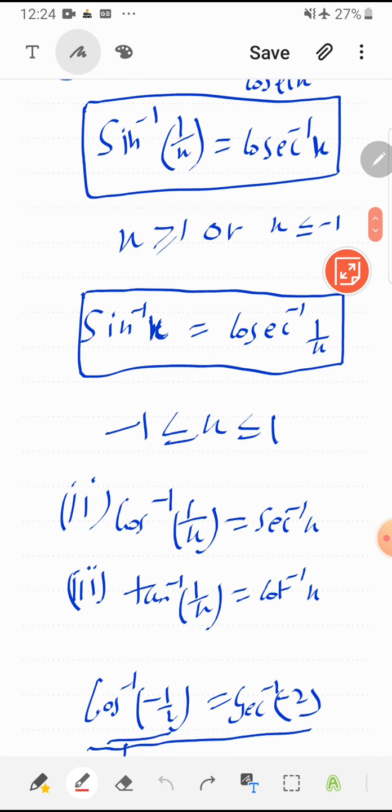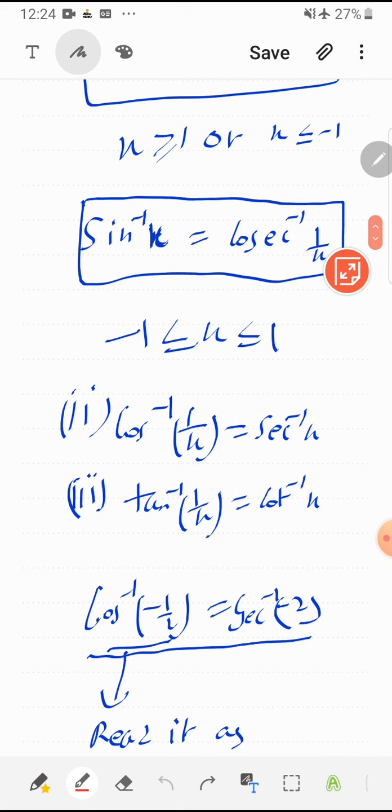Next is cos inverse 1 by x is equal to secant inverse x, and tan inverse 1 by x is cot inverse x.